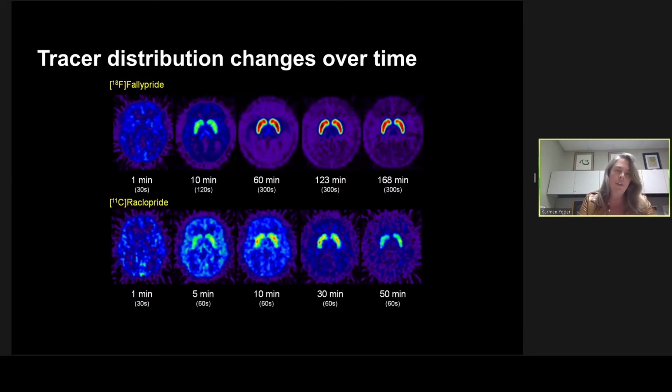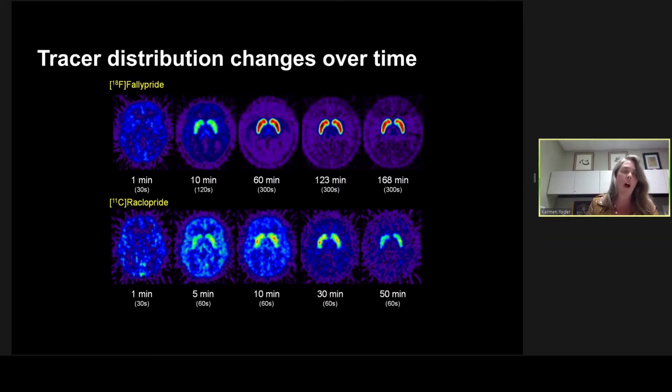So the definition of dynamic brain imaging is that we're acquiring information about changes in signal in the brain over time. And this isn't unique to PET. There are MR modalities that also depend on dynamic data. However, with PET, what we often are doing is we're observing the behavior of a tracer as it associates and dissociates from its target. And I've illustrated this here with two different dopamine D2, D3 ligands.